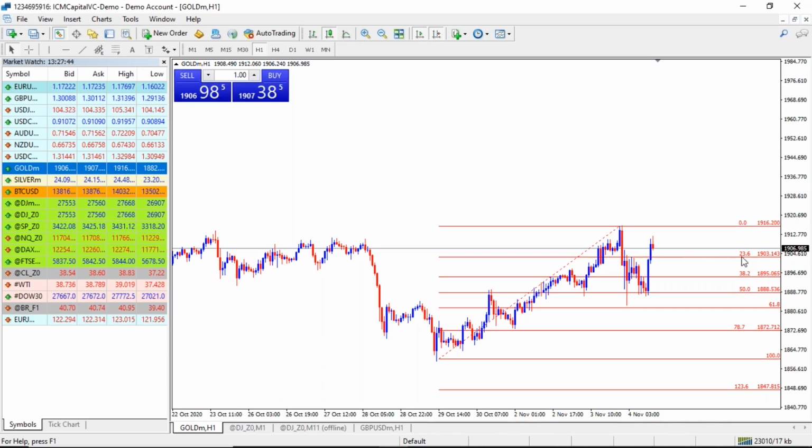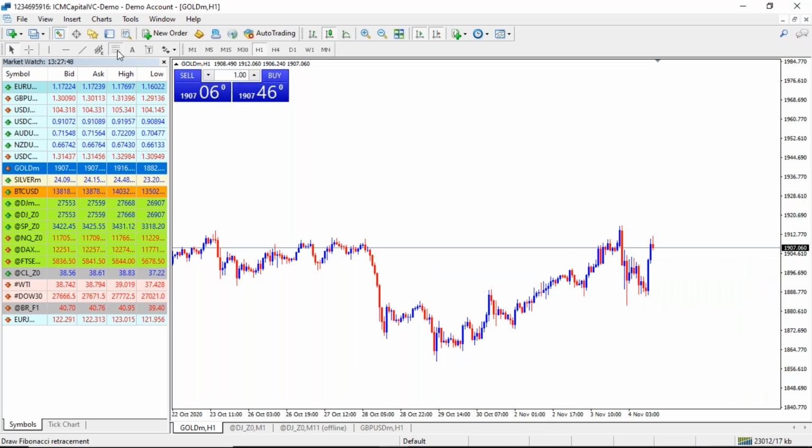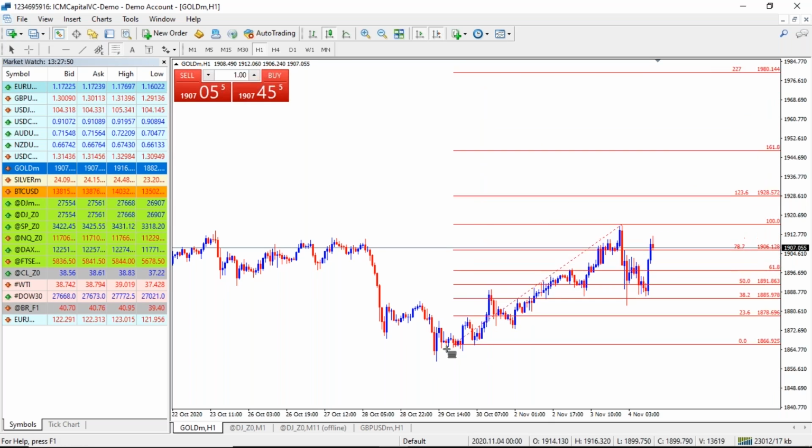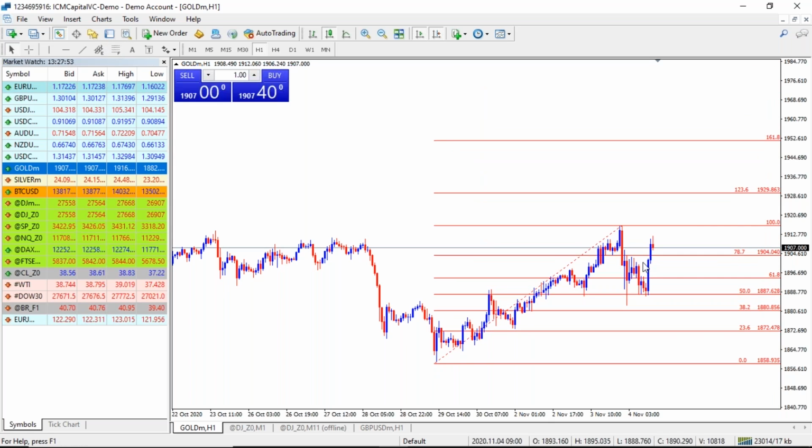I can see this retracement, so I can see 23.6, 38.2, 50%, etc. If I want to go for extensions, I just draw it from the bottom to the top. So I go backwards, and I can see where the market could be heading.